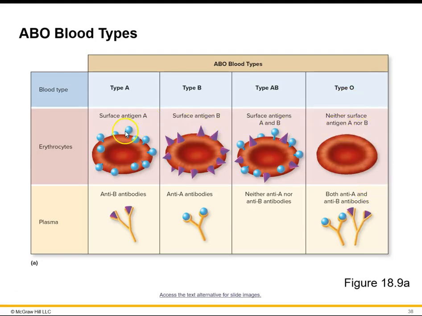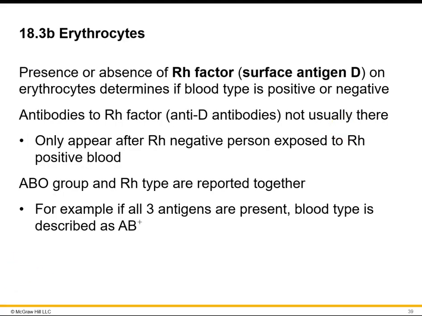And I want you to be intimately familiar with this and understand the logic behind why someone with antigen A will not produce anti-A antibodies, okay? So really study this chart. Make sure you know these inside and out. All right, so that was ABO. Now let's talk about the Rh factor. This is also sometimes called surface antigen D.